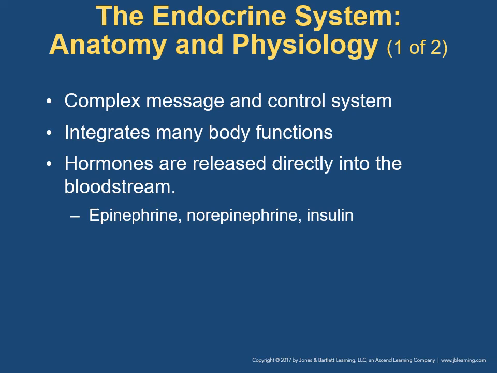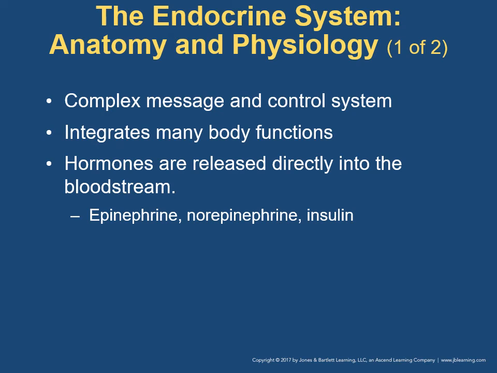The endocrine system. The endocrine system is a complex message and control system. It integrates many body functions. The endocrine glands release hormones directly into the bloodstream. Examples are epinephrine, norepinephrine, and insulin. Each endocrine gland produces one or more hormones, and each of those hormones has a specific effect on some organ, tissue, or process. The adrenal regulates the stress response, which is the fight or flight response.